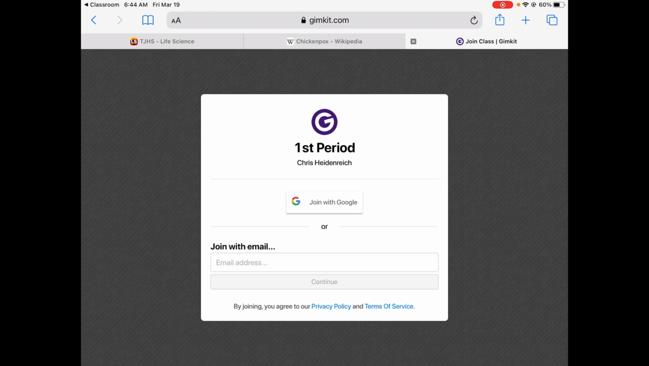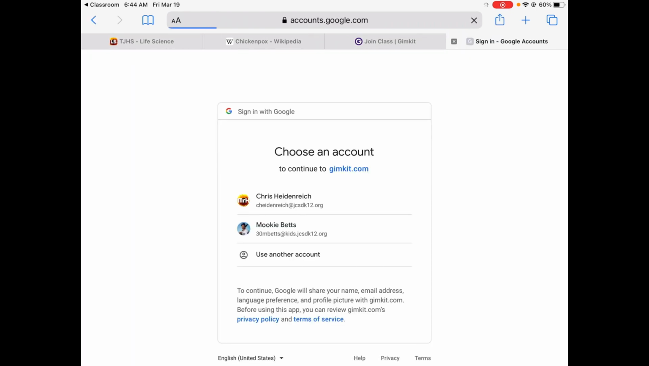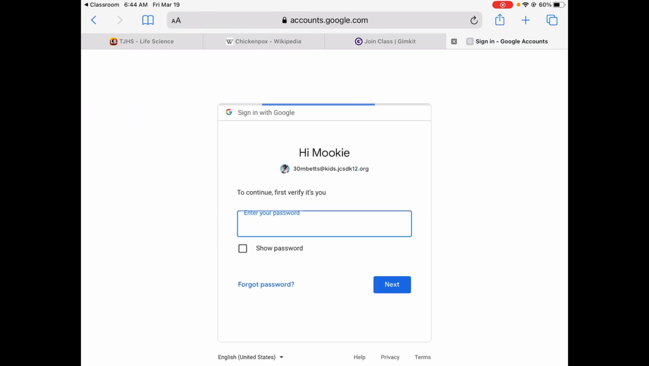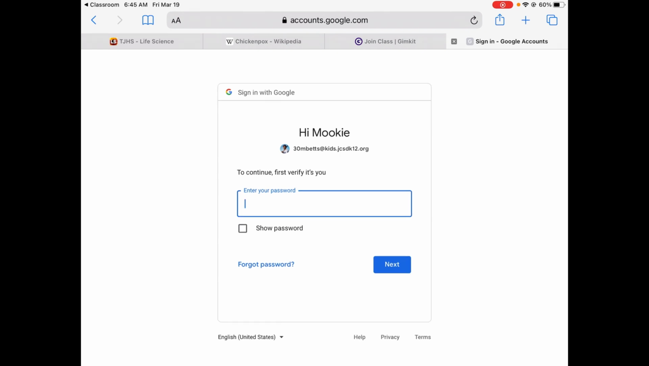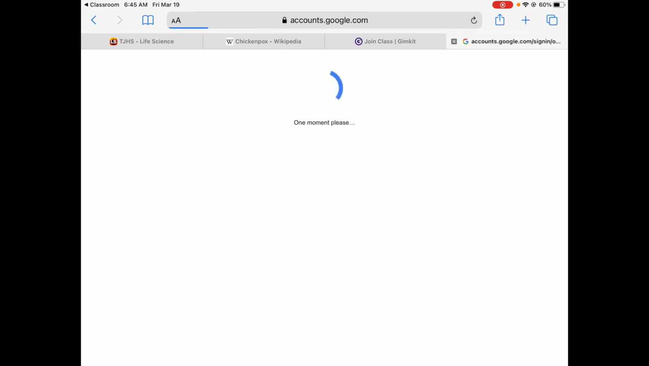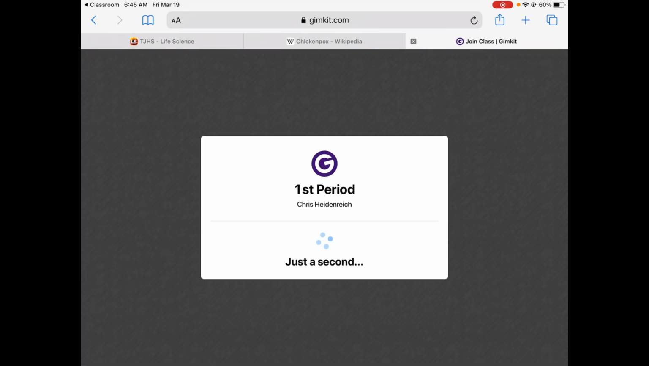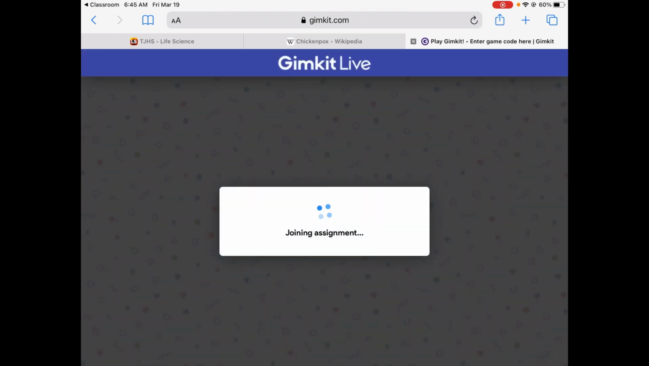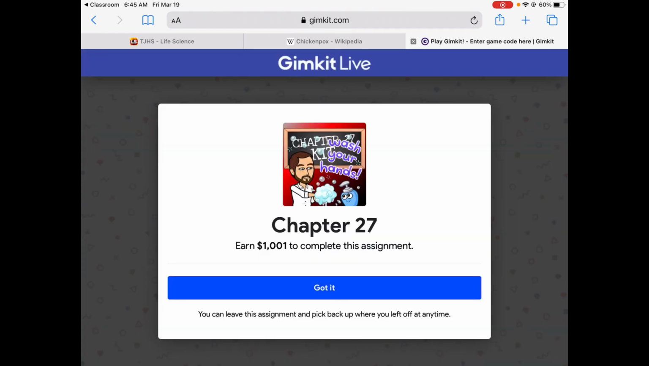Nope. Okay, so I'm going to join with Google. I'm going to use my student account. I'm going to have to type my password. Okay, let's see if that worked. All right, it knows me. So in the assignment, it already does the game code. I'm trying to get to $1,001.